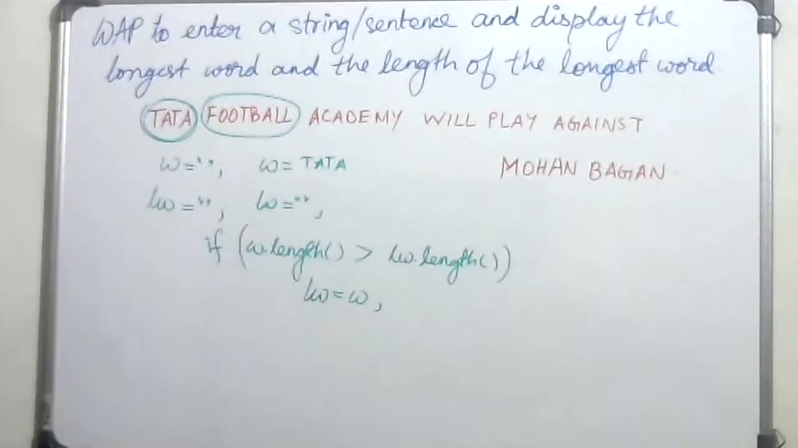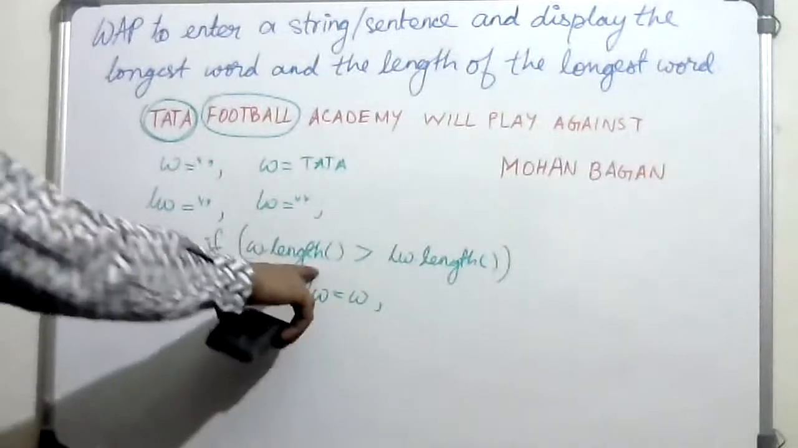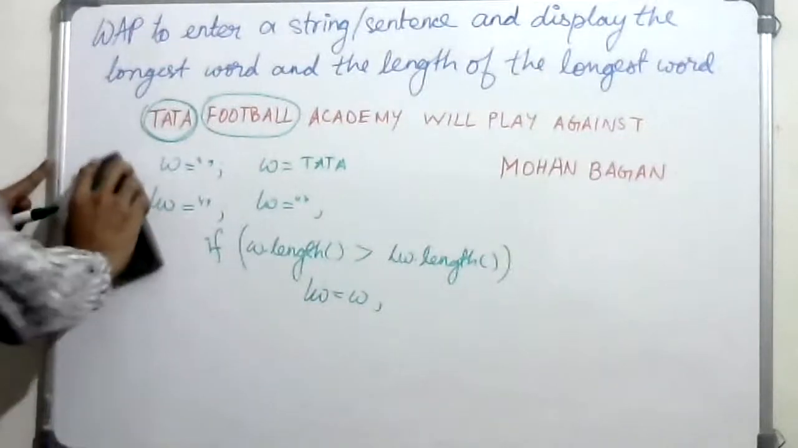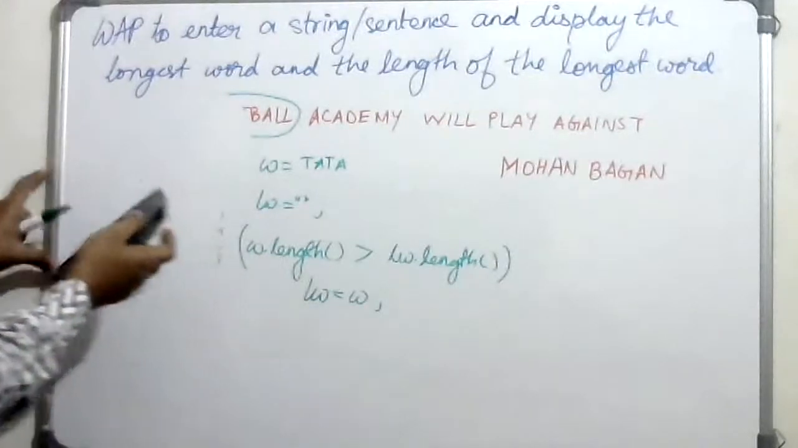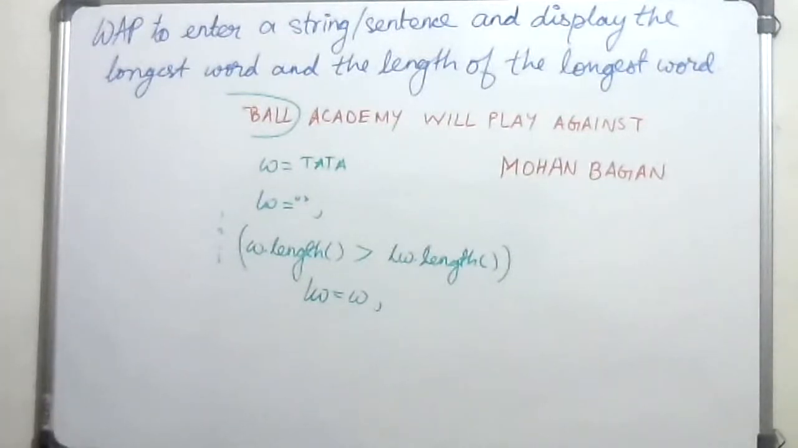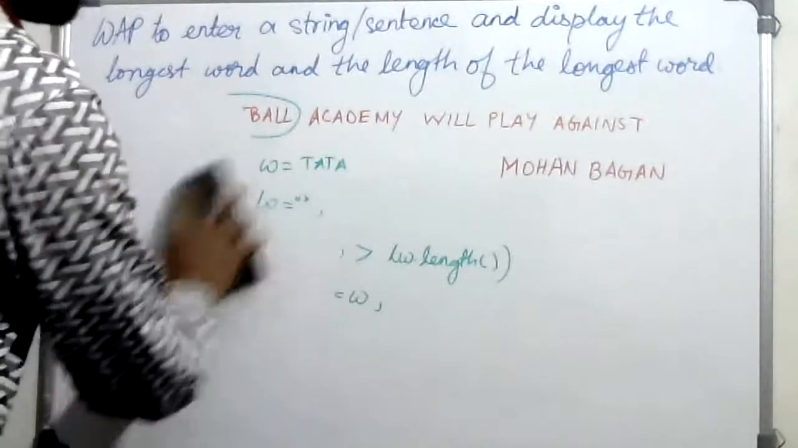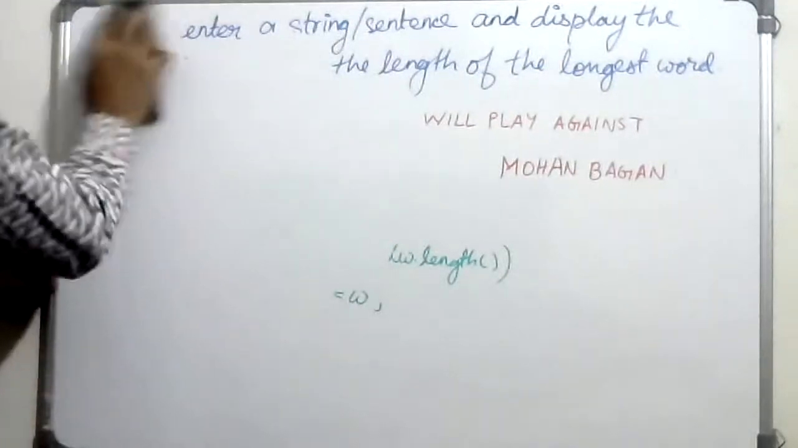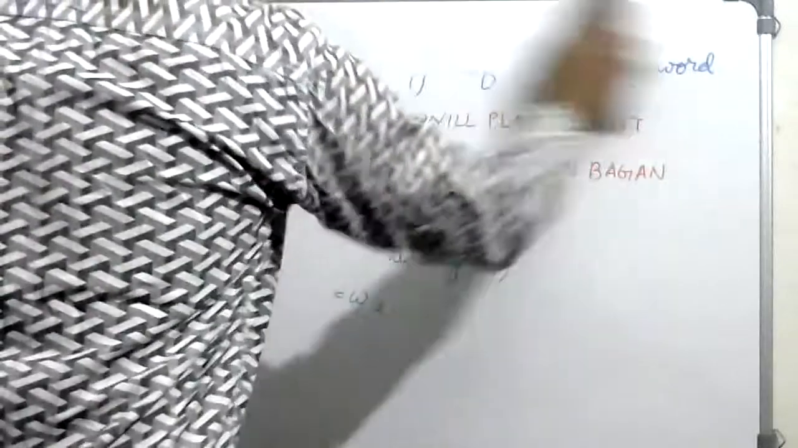We'll just display the longest word, and we'll again call the length function on LW to display the length of the longest word. So let's take a look at the code, and it will be much more clear then.